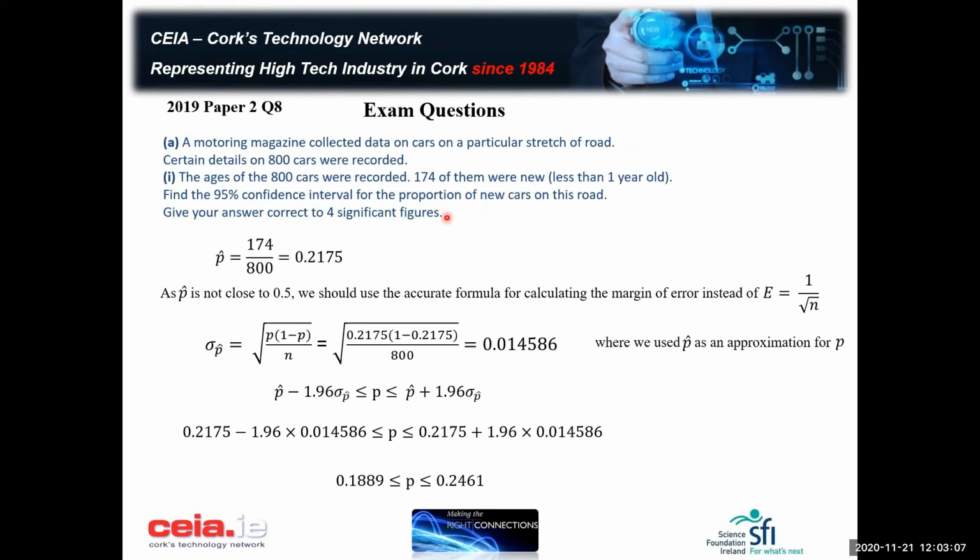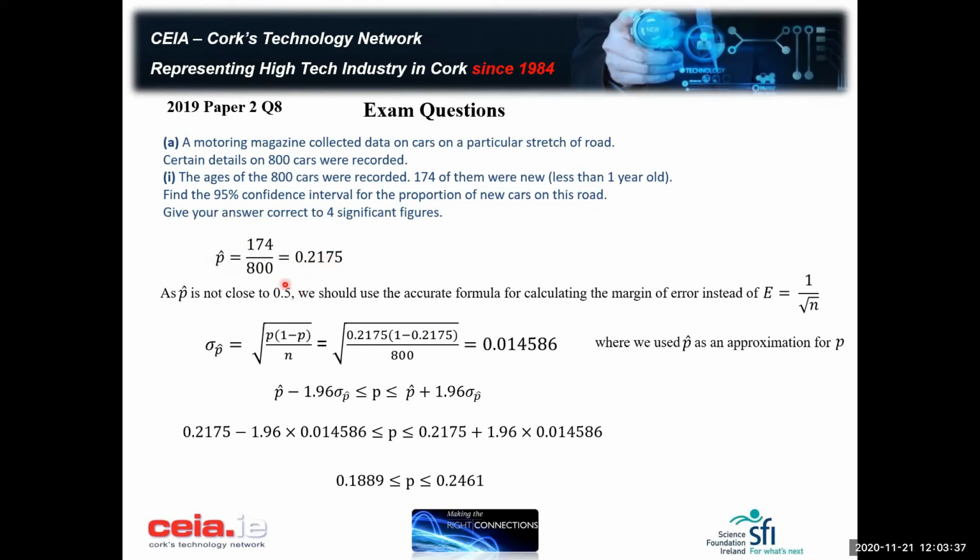And they ask you for a 95% confidence interval, so you can use the empirical rule for the proportion of new cars on that road. So they're looking for the total population proportion based on the sample proportion. Okay, so let's first of all work out what the sample proportion is. It's 174 over 800, so p hat is 0.2175.